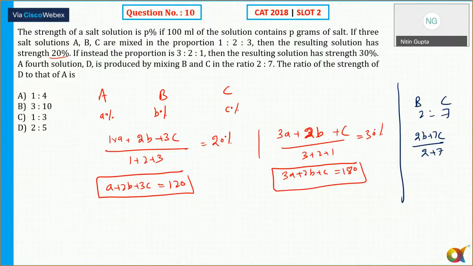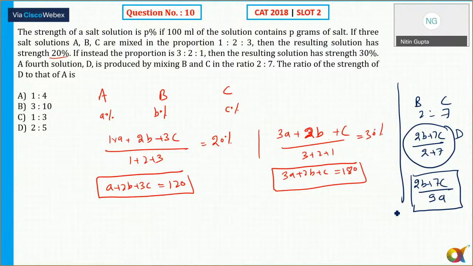The ratio of the strength of D to that of A. So this is the strength of D. And I need to find out the ratio of D to A. So what do I need to find out? 2B plus 7C upon 9, divided by A, the strength of A. So we need to find out the ratio of 2B plus 7C upon 9A. But if you look at the equations here, there are 2 equations having 3 variables.